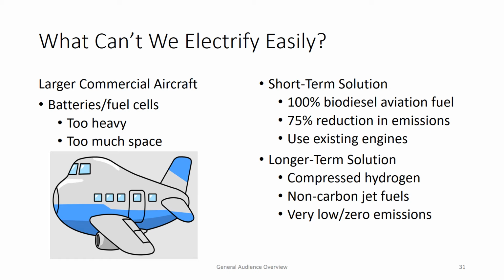So the short-term solution is 100% biodiesel aviation fuel, which, if we look at experience in heavy-duty trucking, would reduce emissions about 75%, and you can use existing aircraft engines, so there's no big change-out. Longer term, and this is a sort of baseline now, I don't know if anybody else has got a practical solution, but using compressed hydrogen, sort of a non-carbon jet fuel of some sort, which would result in very low or zero emissions.